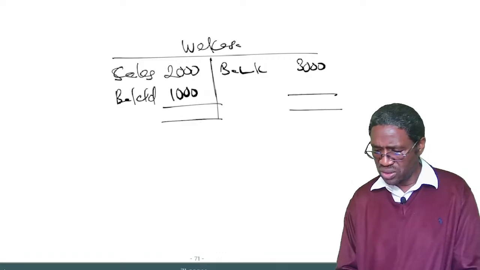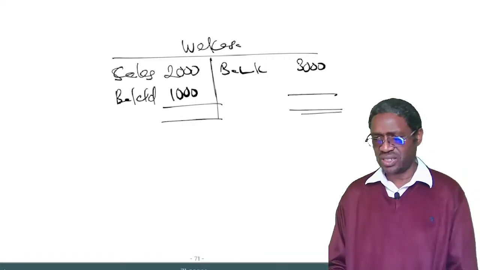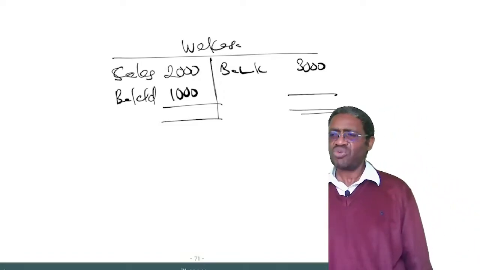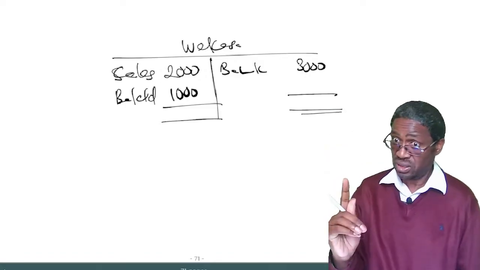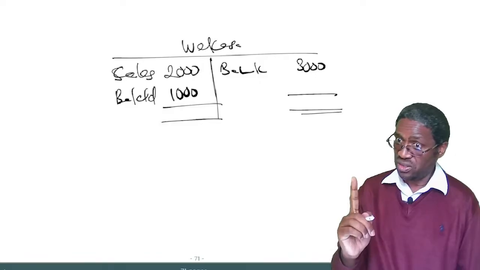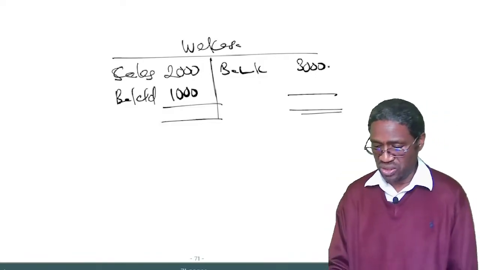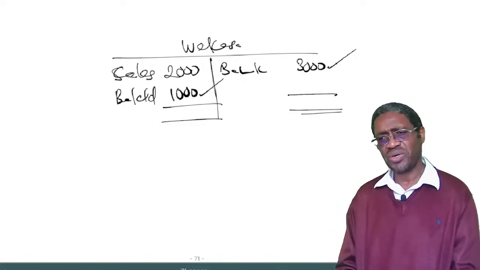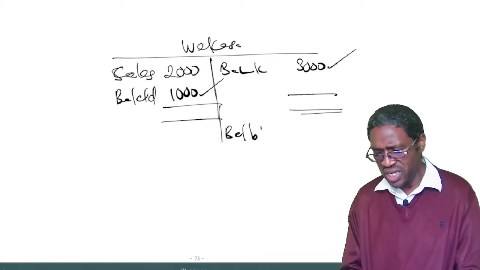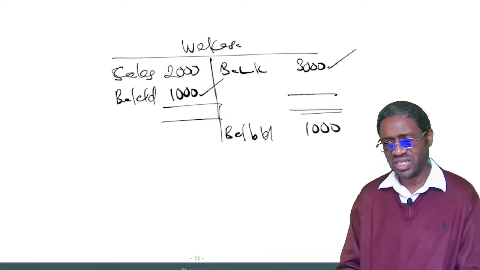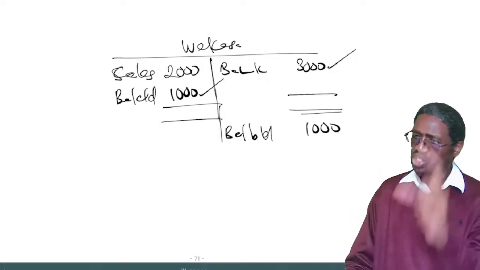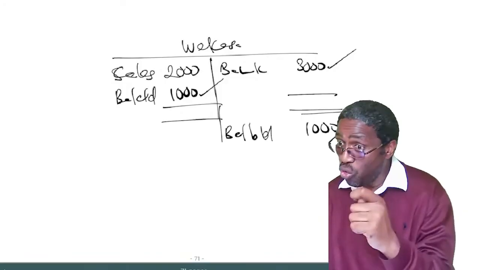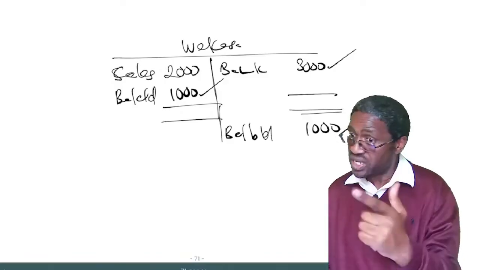That 1,000, what does it represent? Listen carefully. Here is a customer we sold goods to on credit for 2,000. He paid us 3,000. So this 1,000, which I have carried down on the credit side, which automatically means I'll bring it down on the credit side, shows an amount that we as a company now owe to Wekesa.